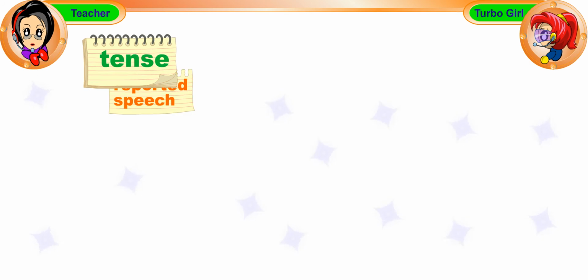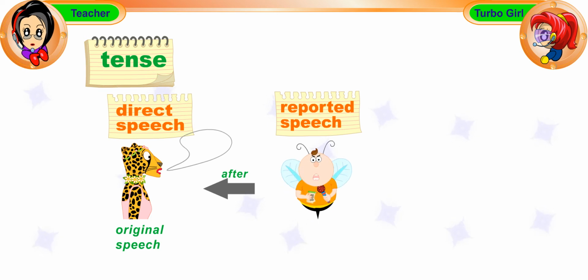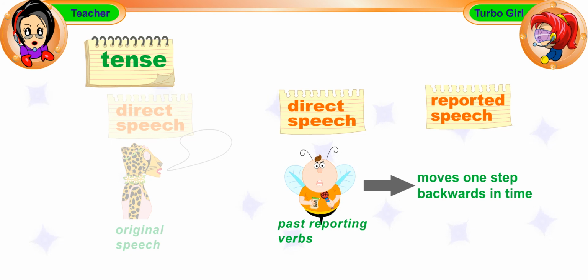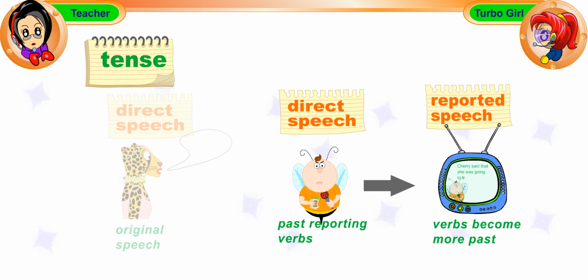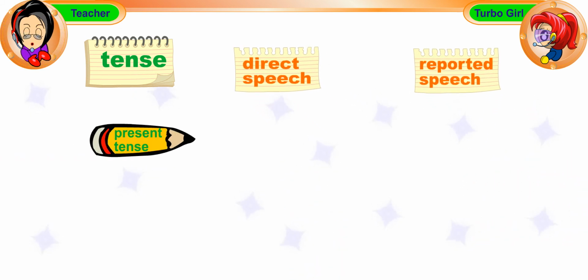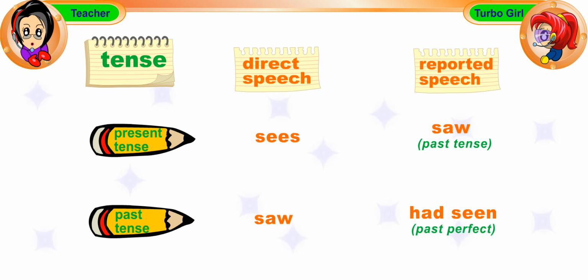3. Tense. When we report a speech, it is always after the original speech has been said. So, after a past reporting verb, the verb of the direct speech moves one step backwards in time. So, the verbs become more past. This means that a present tense verb in direct speech, for example, sees, becomes past tense in reported speech, for example, saw. And a past tense verb in direct speech, for example, saw, becomes past perfect, had seen, in reported speech.